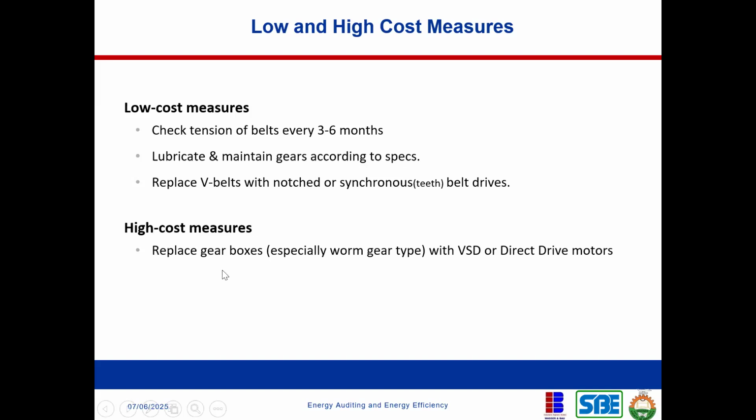Now, for the high cost measure, it's simply to replace the gearbox, especially a gear type, with a VSD or direct drive motor. For a direct drive motor, the efficiency is usually high because there are no losses between the shaft and the drive. There's no loss along that part.